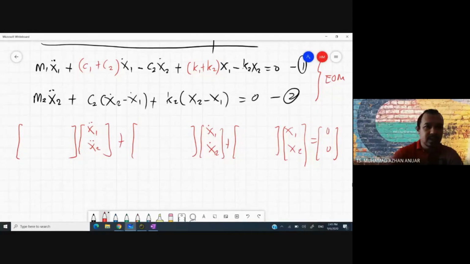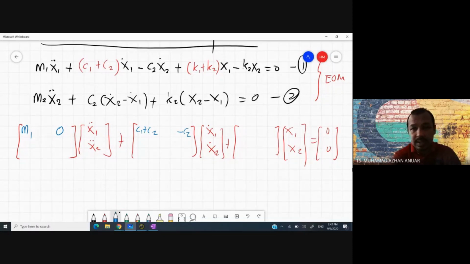For X double dot 1, you get M1. Let's use the blue color. You get M1, but you don't have the X double dot 2 for the first equation, so that is 0. And then for X dot 1, you get C1 plus C2. And for X dot 2, you get minus C2. When you multiply this back, you get the same equation as equation 1.